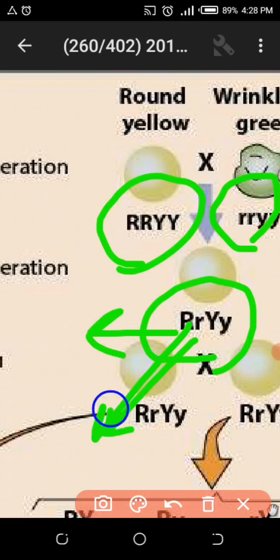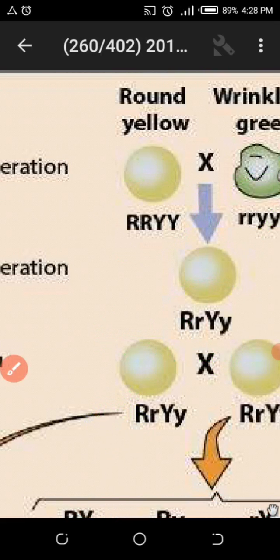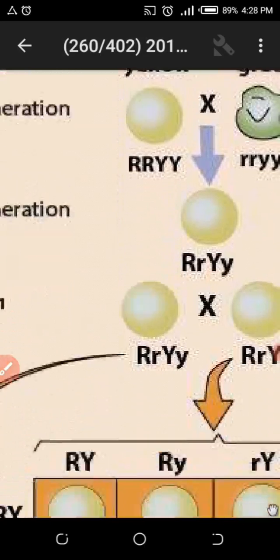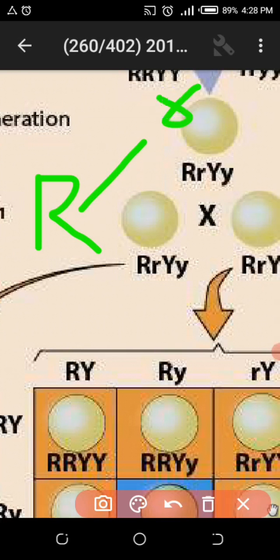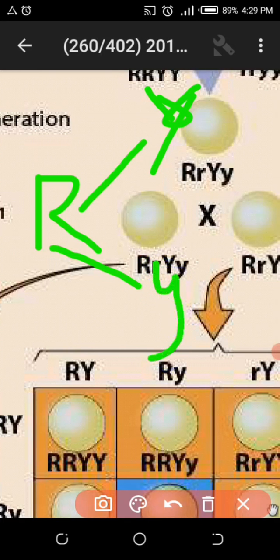And this heterozygous condition was very useful for making the F2 generation, in which two options were there for capital R. Capital R has two probabilities, two chances, when it goes to form the gametes for the F2 generation. Capital R can go with capital Y, and it can go with small y. So it has a 50% chance to go with capital Y, and a 50% chance to go with small y.